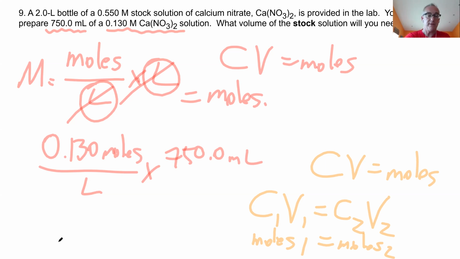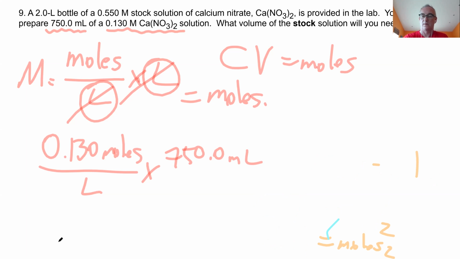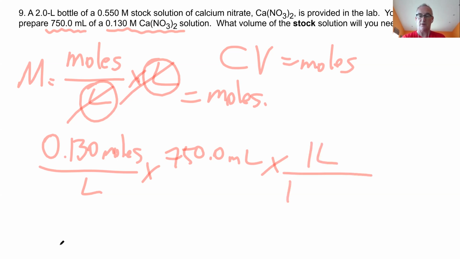So what are we going to do with our milliliters? Oh, sorry. It's 0.75 liters? Yeah, we can either do that, or we can just keep going and convert our milliliters to liters. So I want liters, and I want to get rid of milliliters. So I'll put 1,000 here. So now my milliliters will cancel, and my liters will cancel, and the only unit that's left is moles. So how many moles is that?